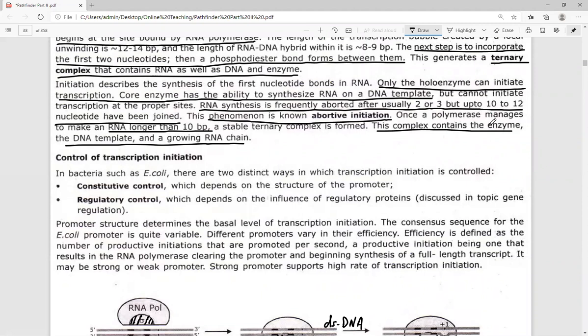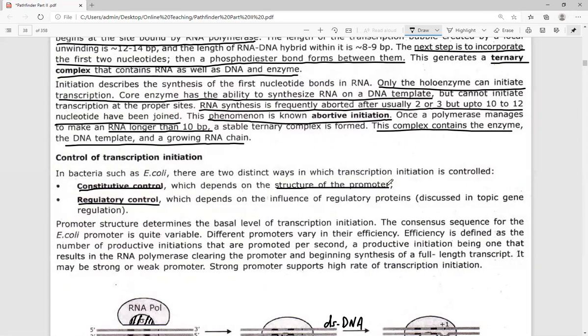Now, in the case of bacteria, when transcription is going to be initiated, you will find that there are two different types of controls. One is called the constitutive control, another is referred to as the regulatory control. What do you mean by constitutive control? What do you mean by regulatory control? Constitutive control depends upon the structure of the promoter.